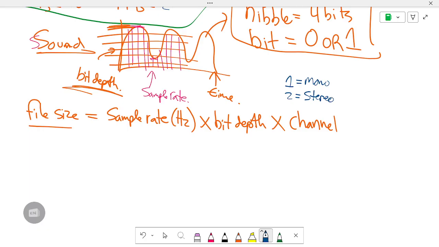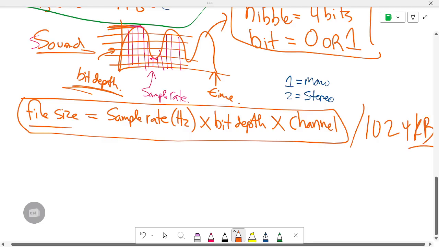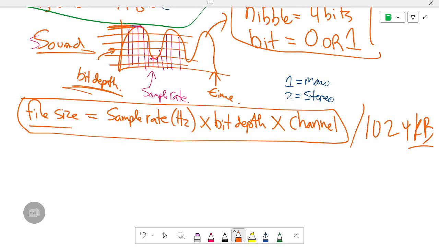Was there anything else? No. That's it. Sound is a little bit easier, but the same thing. If you wanted to get it into KB, you could divide by 1024. Oh no, it wouldn't be that, because you have to do the 8-bit thing. So you would have to divide by that times 8. Let me just erase this so that you guys don't get confused.